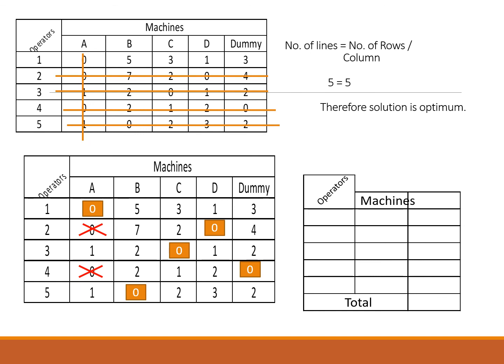So write down the next table. Operator 1 is assigned to machine A with the original value 10, operator 2 to machine D with the value 10, operator 3 to machine C with the original value 9, operator 4 to dummy 0, operator 5 to B with the value 9, and the summation of this is 38. So I hope all of you better understand how to solve the maximization type of special cases in the assignment problem. Thank you.